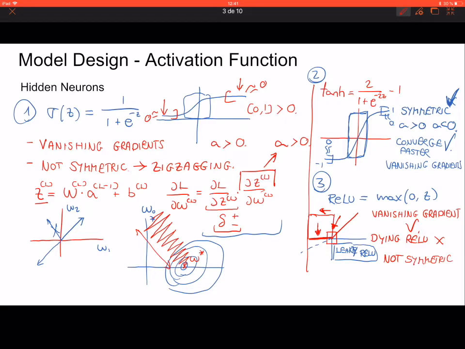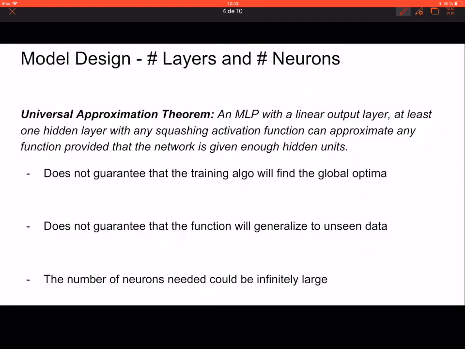Okay, so even though there are still some issues with this function, this is by far the most common one to use nowadays, and it has been shown to be much more efficient than either the sigmoid or the hyperbolic tangent. Good. Okay, so let's move on now.